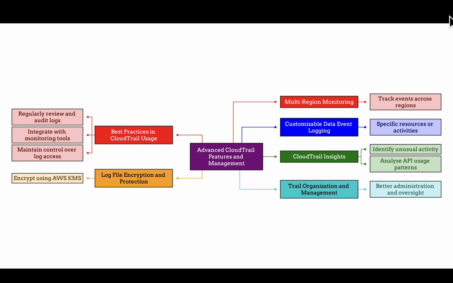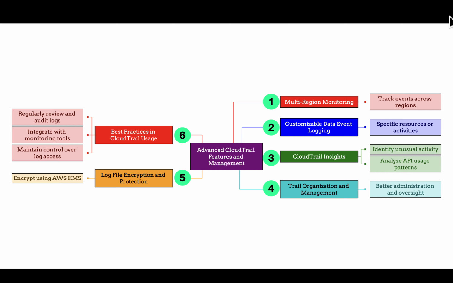Advanced CloudTrail features and management. 1. Multi-region monitoring: ability to track and log events across multiple AWS regions. 2. Customizable data event logging: customizable logging options for specific resources or activities. 3. CloudTrail Insights identifies unusual activity in your AWS accounts by analyzing normal API usage patterns. 4. Trail organization and management: organize and manage trails for better administration and oversight. 5. Log file encryption and protection: encrypt log files using AWS Key Management Service, KMS, for added security.